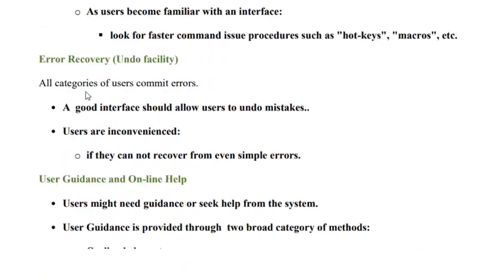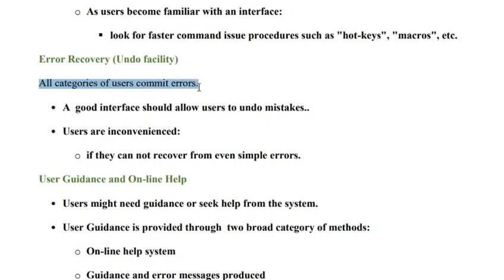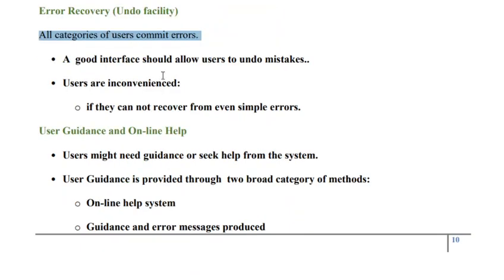Now, error recovery. When a user commits an error, a good interface should be capable of enabling the user to undo the mistake. That is very much essential. The user may commit all categories of errors, so for all possible categories of errors, there should be a mechanism defined for enabling the system to recover. That is the undo facility. So a good user interface should allow the user to undo mistakes.